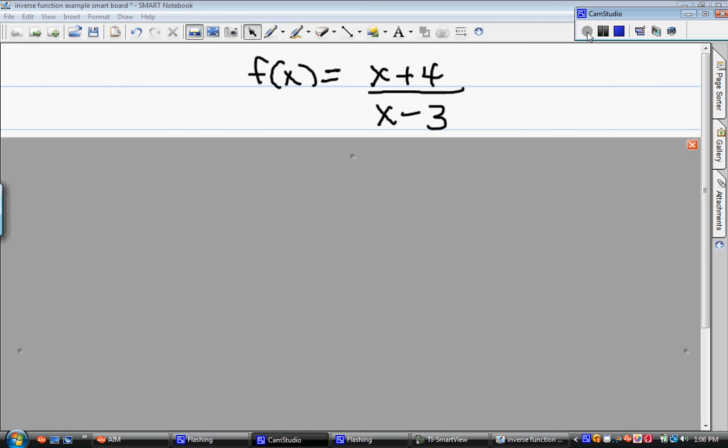This is an example of the problems in section 1 of chapter 5 in your book. These problems ask us to find out if the function is 1-to-1, and if the function is 1-to-1, we are to find the inverse function.